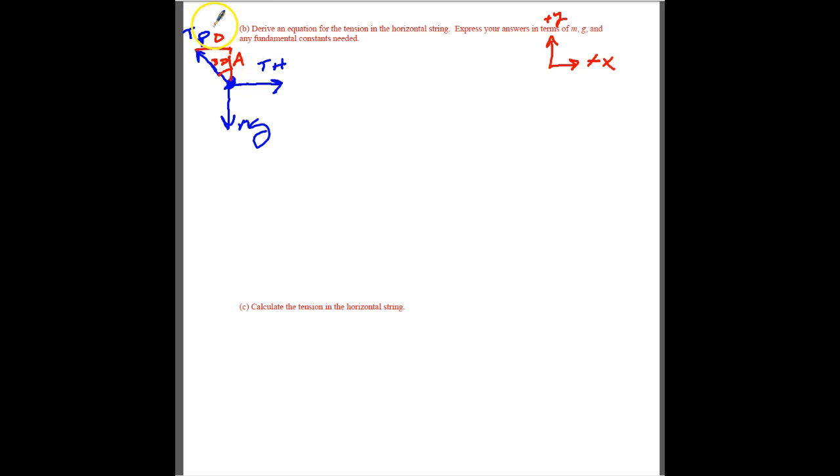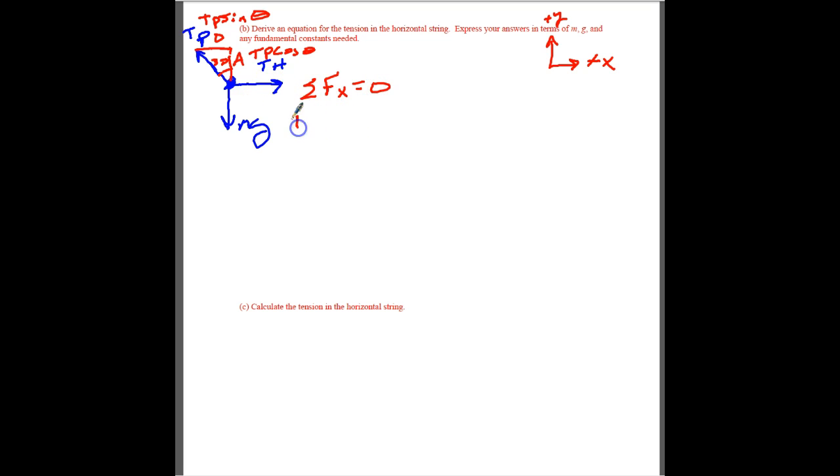So this is 30. This is the opposite side. Here's our adjacent side. So this one's going to be TP times the sine of the angle. And then the adjacent side is going to be TP times the cosine of the angle. So let's go ahead and do this in both directions.